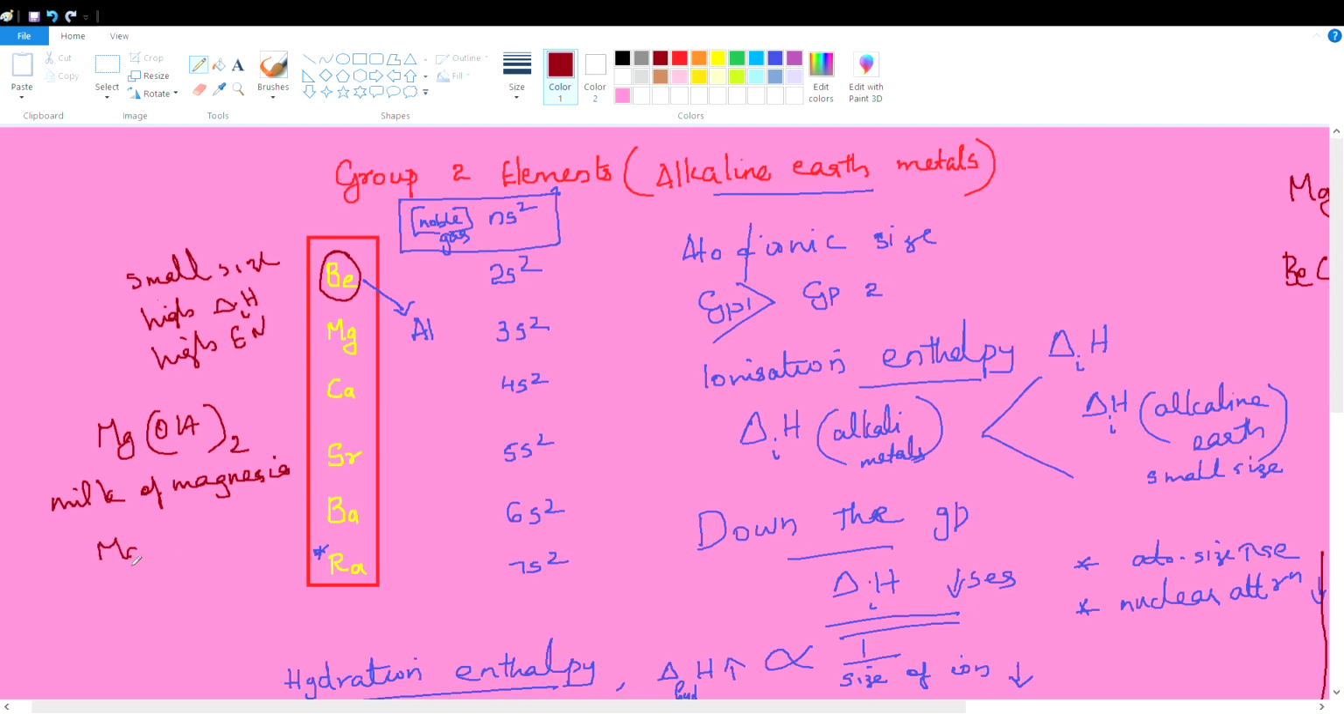Magnesium carbonate is used in toothpaste. It's an ingredient of toothpaste. Calcium is used in the extraction of metals. Calcium and barium are used to remove air from vacuum tubes. Radium, we know, is radioactive. It is used in radiotherapy. In the treatment of cancer, radium is used. So these are some of the uses of alkaline earth metals.